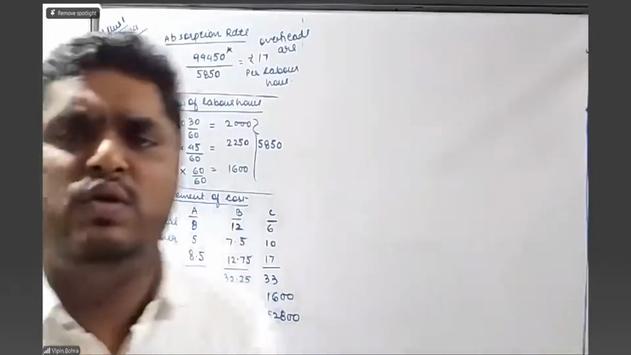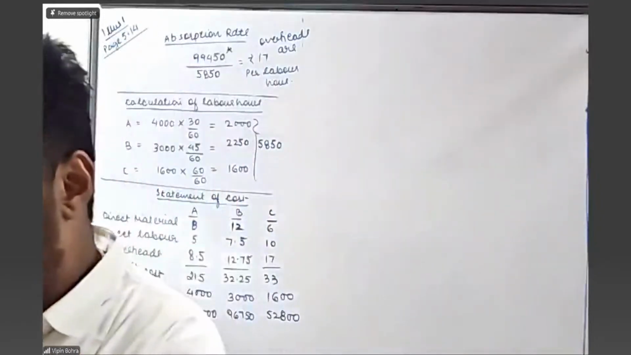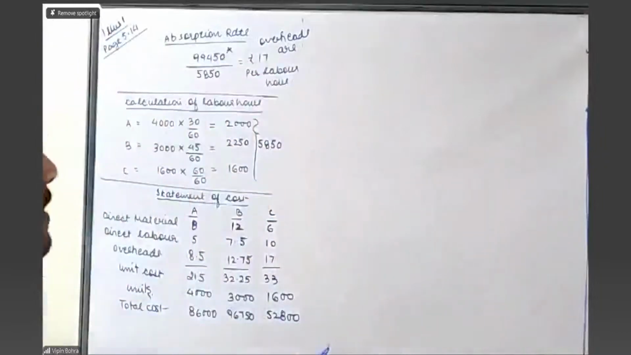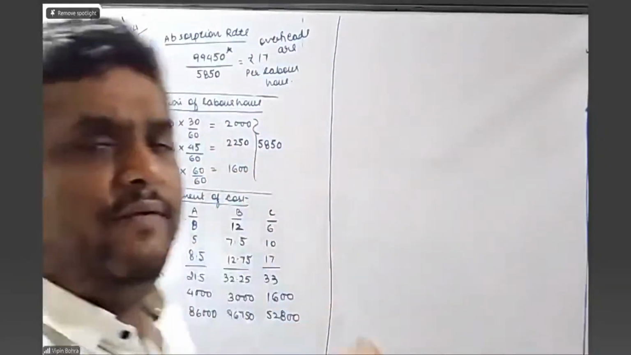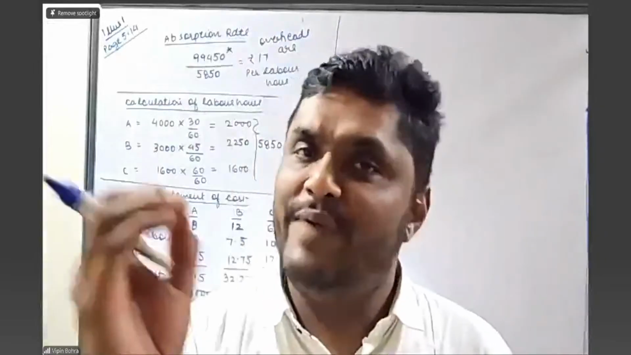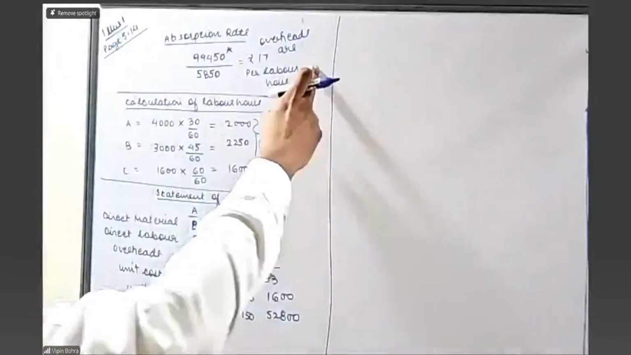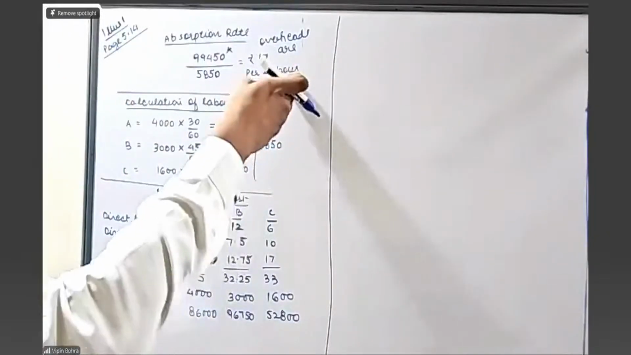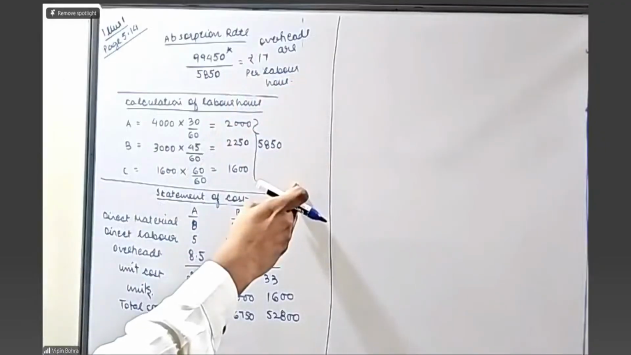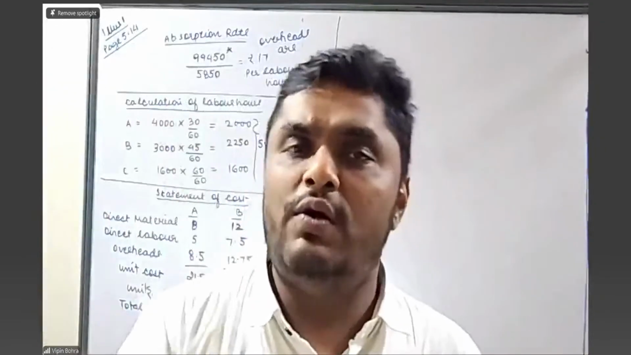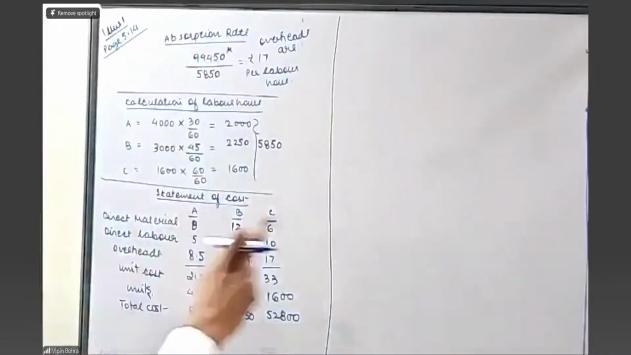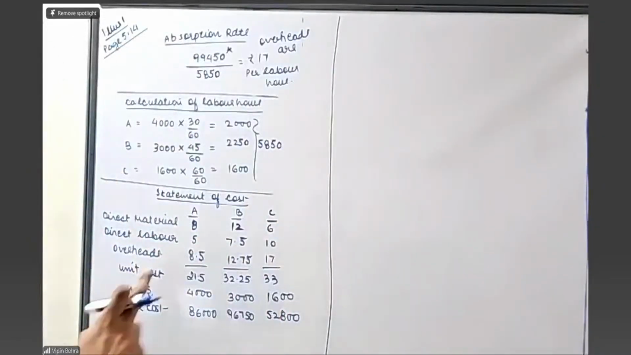This is also the way to solve the question. So it's up to you how you want to solve. The presentation may vary from student to student. Anyways, this is the first part of the question, wherein the first and important thing is to calculate the absorption rate using the traditional system. Since labor hours were not available, we calculated the labor hours. Now the question is asking us to calculate the unit cost and total cost as per absorption costing. So direct material, direct labor, overheads, the unit cost, units, and total cost.